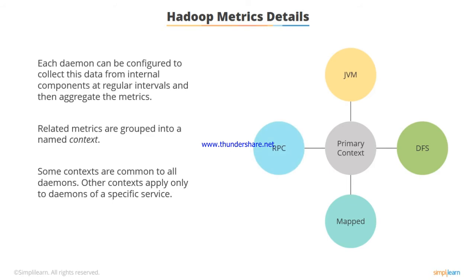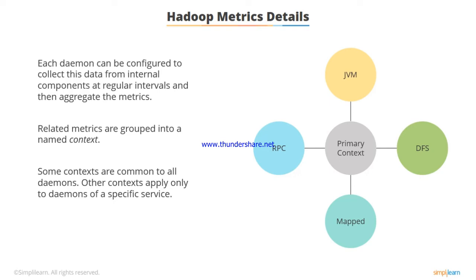RPC. It contains remote procedure call metrics. Examples of data include the time each RPC spends in the queue before being processed, the average time it takes to process an RPC, and the number of open connections. All daemons output metrics for this context. Note that the metric system configuration is specified by the Hadoop metrics properties file within the standard Hadoop configuration directory.